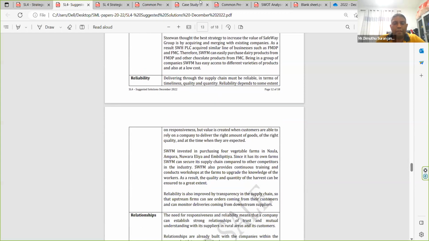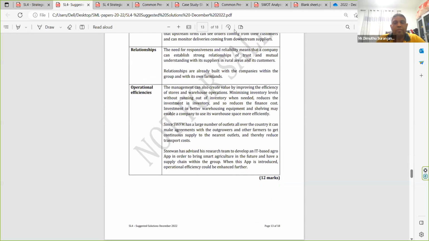Then reliability. So they have invested in purchasing vegetable farms in Aula, Ampara, Moneragala, and so on. Since you have your own farm, you can get supply very easily. On a continuous basis, you can get the supply. Right? Relationships. And here he's worrying about the theory part actually, not connecting with the case. Theory part is given. Operational efficiency: the management can also create value by improving the efficiency of stores and warehouse operations. Minimize inventory level, again theory part actually. He's talking about the theory part.